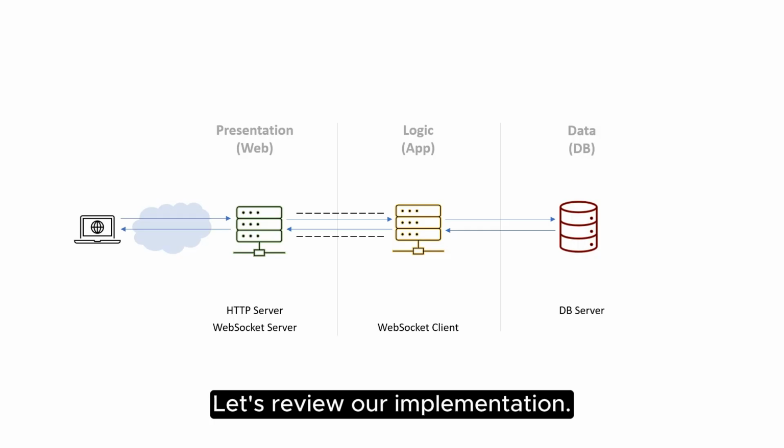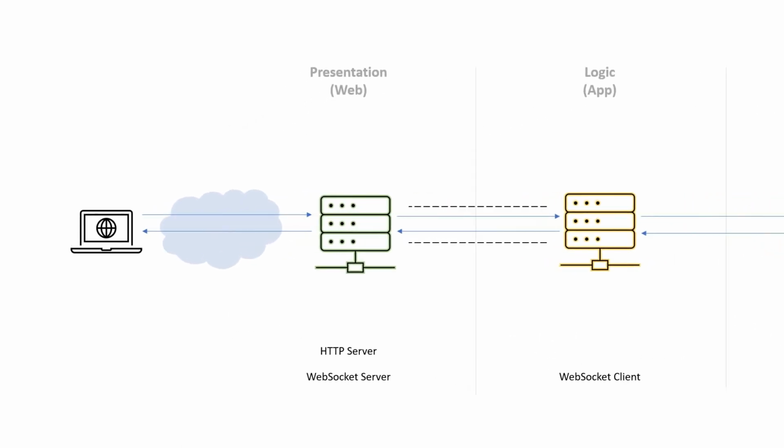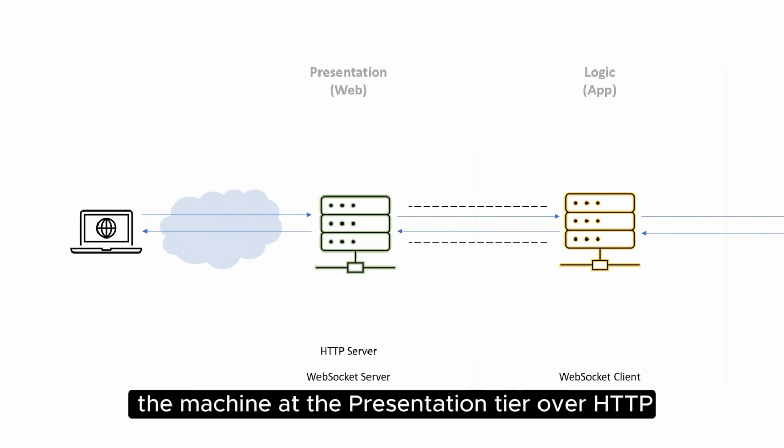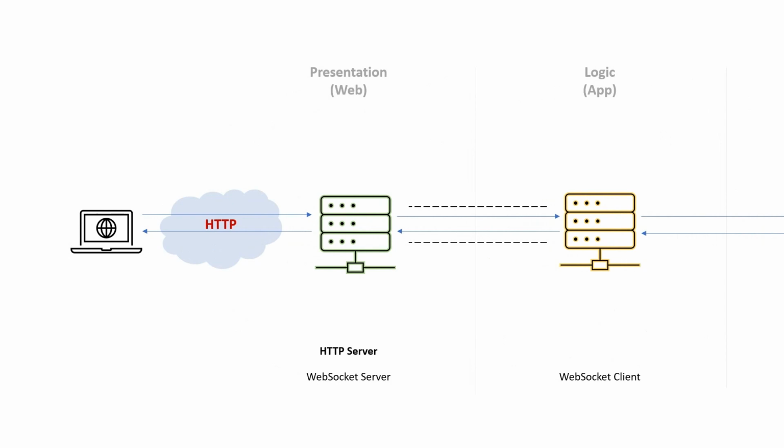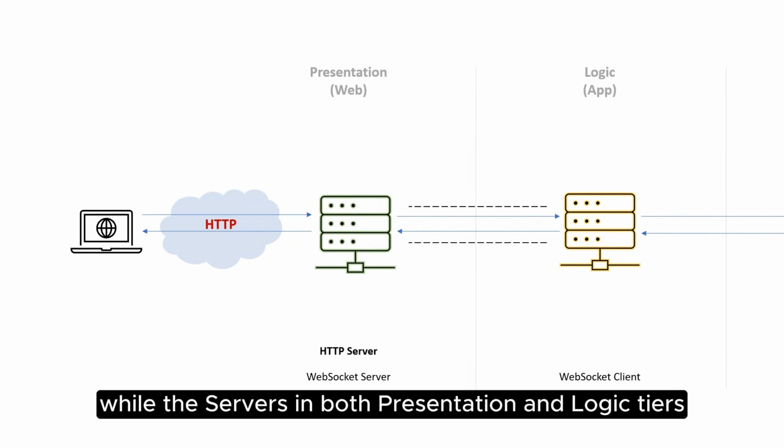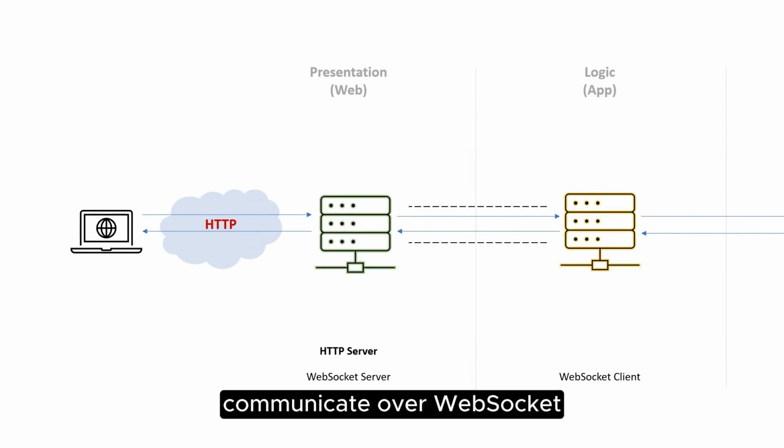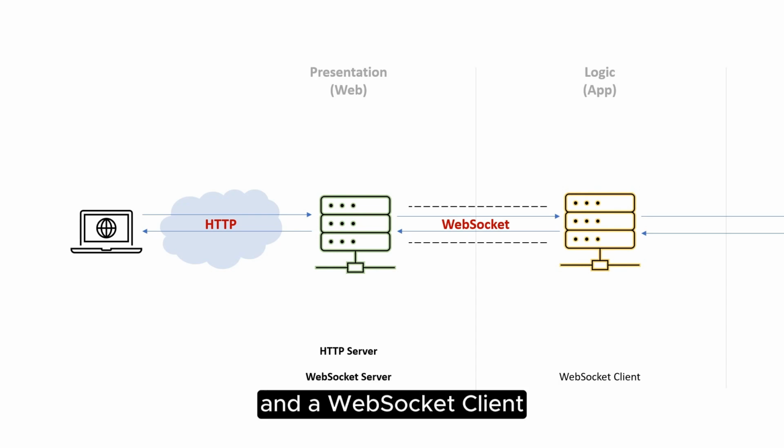Let's review our implementation. We'll zoom in to focus on the data flow from browser to web to logic tiers. The web browser communicates with the machine at the presentation tier over HTTP, while the servers in both presentation and logic tiers communicate over WebSocket. We will set up a WebSocket server in the machine at the presentation tier, and a WebSocket client in the machine at the logic tier.